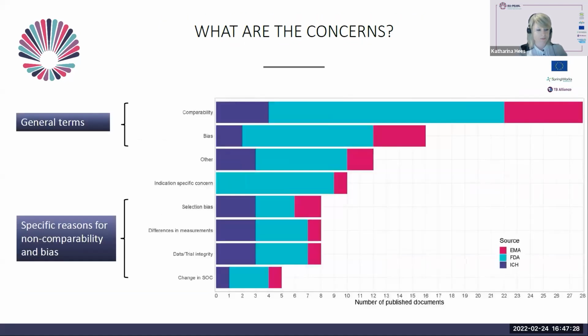Next slide, please. Katharina. When we looked into the concerns that were raised in the guidelines, we found, to no surprise, that comparability and bias are the main general ones mentioned. There were also indication-specific and other concerns, to which I will say something later. The more specific sources of non-comparability and bias below are interesting to look at to compare the risk for these between external controls and non-concurrent controls. Note that this is an interpretation of our own and not directly derived from the guidelines.